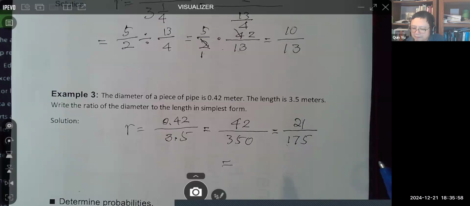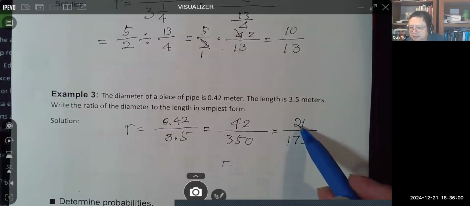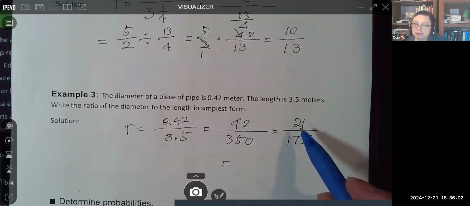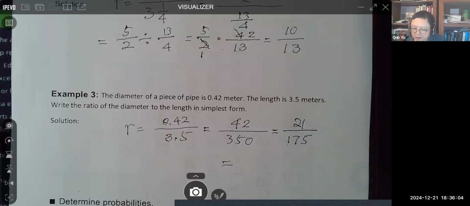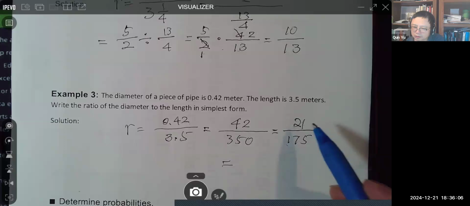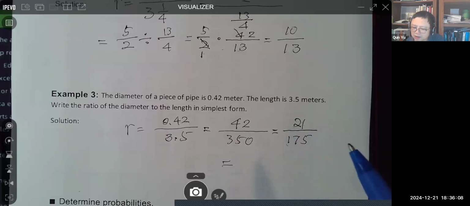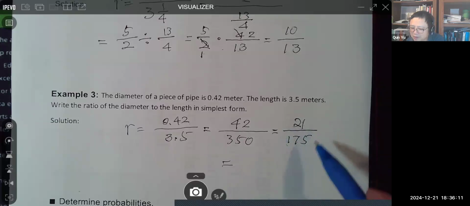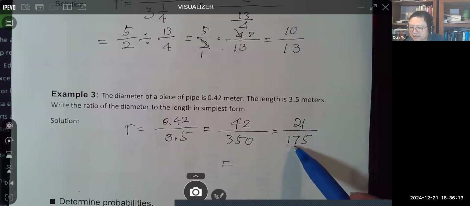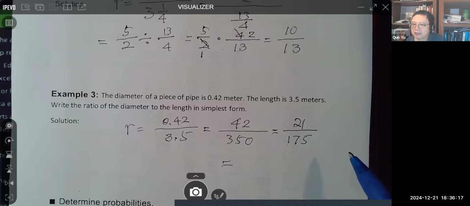How about the 3? If the sum of digits can be divided by 3, then that number can be divided by 3. So 2 plus 1 is 3. 3 can be divided by 3. So 21 can be divided by 3. But if we add these 3 digits together, it's 13. 13 cannot be divided by 3. So 3 doesn't work, 5 doesn't work, 2 doesn't work.